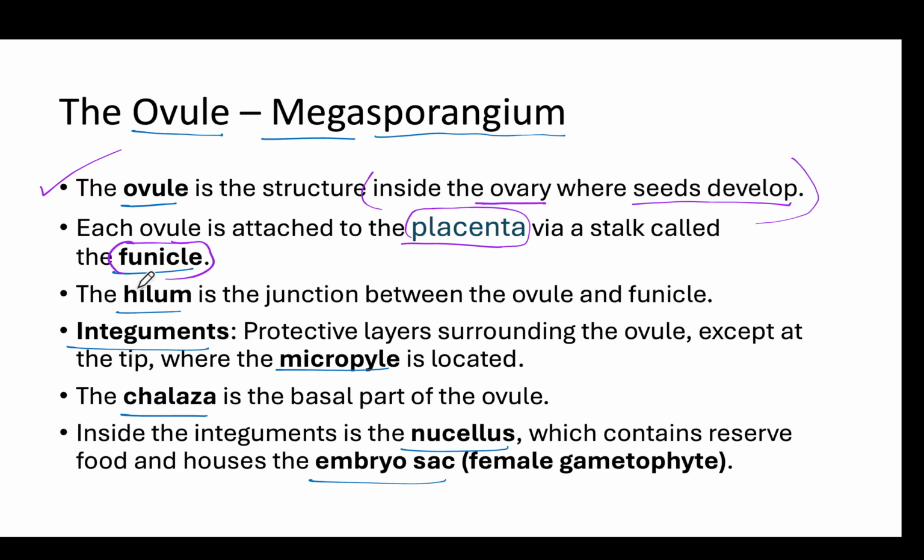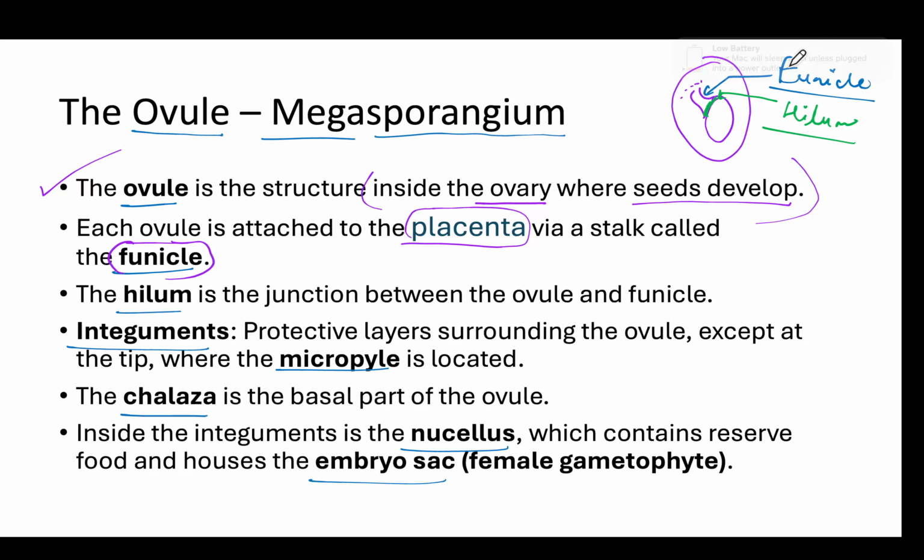Now there is a junction between ovule and funicle. So again, let's say this is the ovary and this is the ovule. This ovule is attached to the placenta. How did this ovule get attached to the placenta? With the help of this structure which we call the funicle. Now there is a junction between funicle and ovule. What do we call this junction? This junction is known as the hilum. Very important. These two words you need to remember.